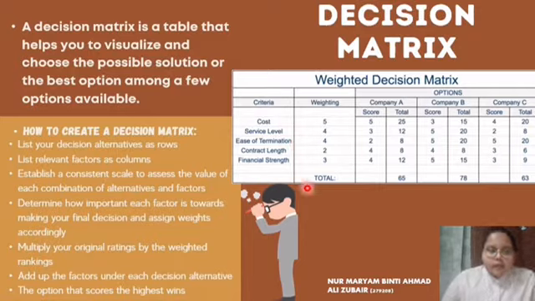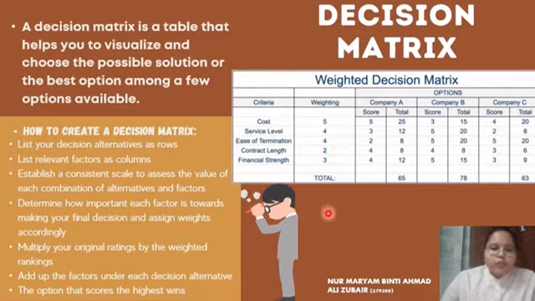Next, we must establish a consistent scale to assess the value of each combination of alternatives and factors. Next, we must determine how important each factor is towards making our final decision and assign weight accordingly. As you can see on the weighting here, the cost is weight 5, service level is 4, ease of termination is 4, contract length is 2, and financial strength is 3.